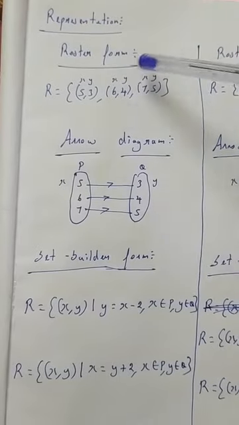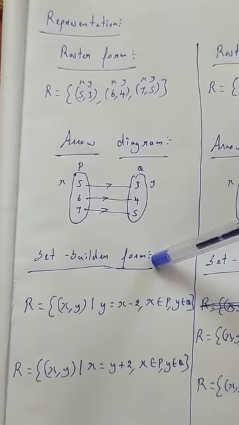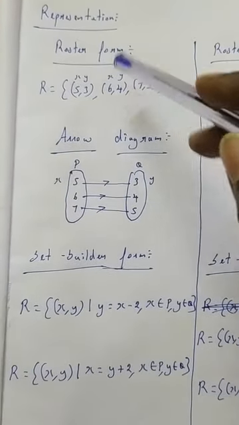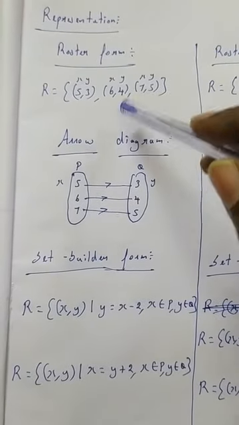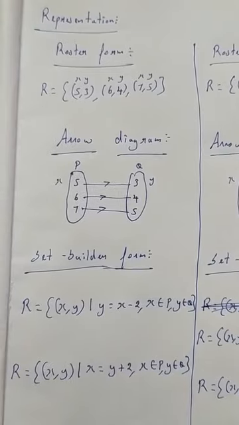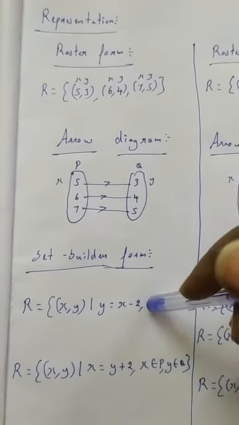So these two, roster form and set builder form, we have already studied in our 9th standard set language. Right? This arrow diagram is the additional one here. So let's come to roster form. Roster form is nothing but we have to list out all the elements. Right? We have to list out all the elements. That is called roster form.